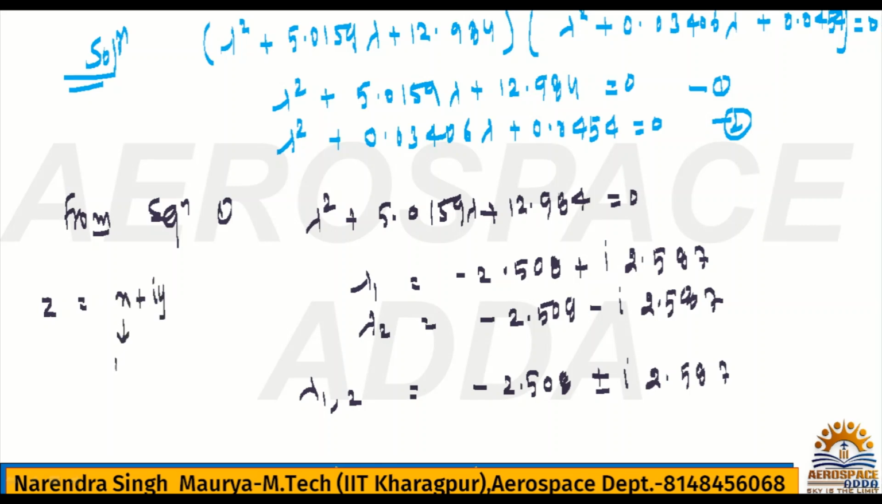So x is the real part and y is the imaginary part, which is denoted by q. Last lecture I discussed p and q. So p will be the real value, and this value will be imaginary.